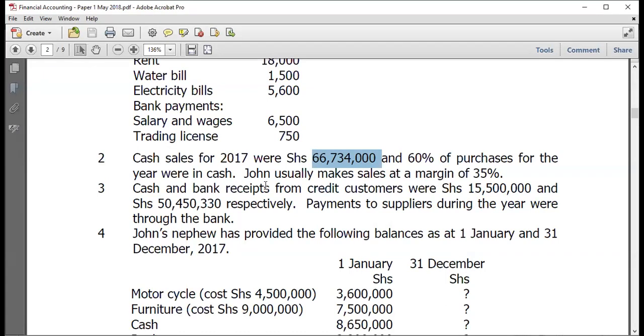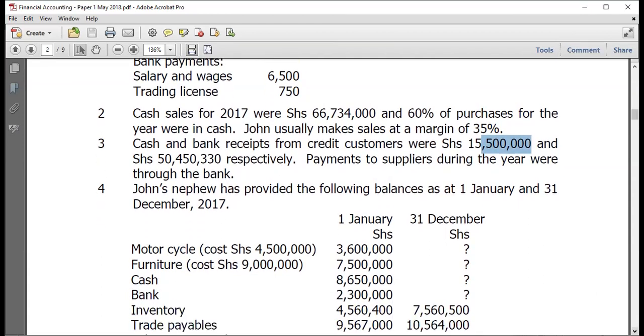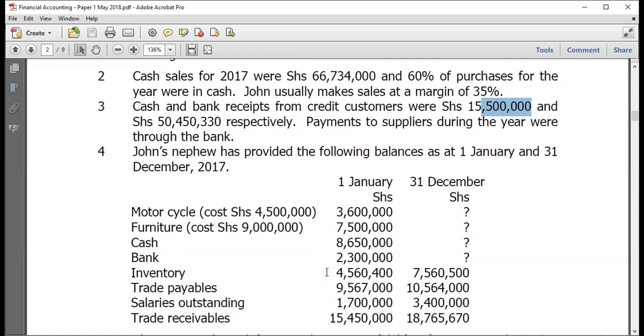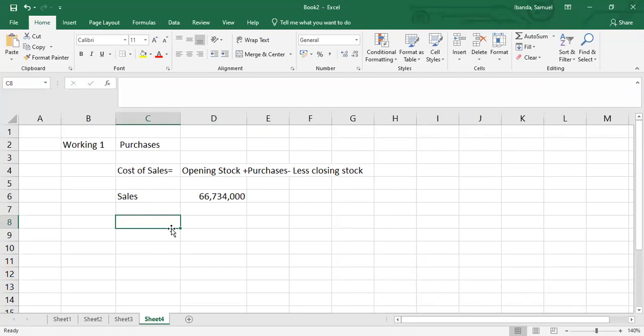But right here, they are giving us cash and bank receipts from credit customers. They have given us that value as well, okay? And then they are giving us the balances down here. Now, this is where the control accounts come in, because ideally we don't have a distinct figure for credit sales, and we need the credit sales to be able to determine the purchases. So we are first going to determine our credit sales, okay? We are going to draw up the sales ledger control account first.